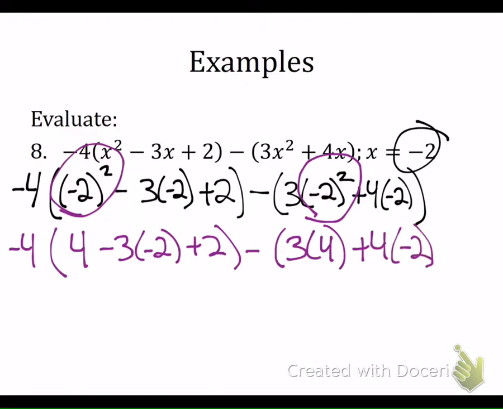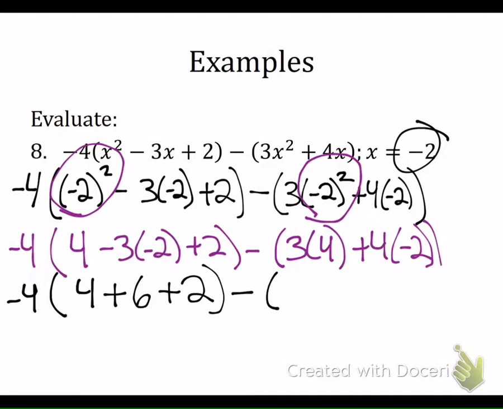All right. I am going to go through now and take care of all the multiplication and division from left to right inside the parentheses only. So I still have this -4. What's -3 times -2? 6. Plus 6, right? Okay. Still have the minus, still have the parentheses. What's 3 times 4? 12. Plus, and then 4 times -2? -8. Good.